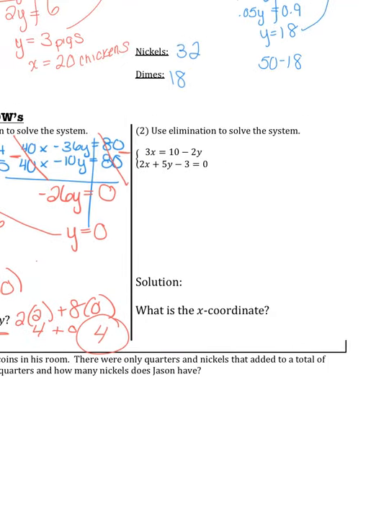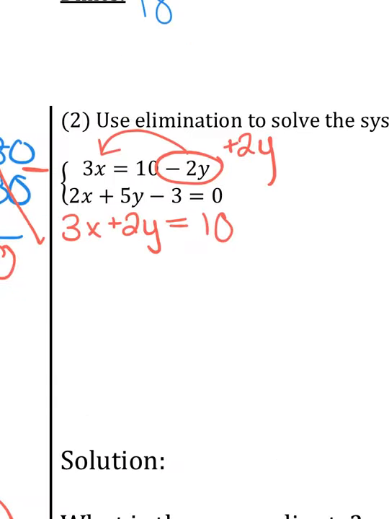Then for number 2, I notice that it's not in standard form. So I'm going to move this guy over here by adding 2y. And I'll write the new equation just right below here. So 3x plus 2y is equal to 10. And then I notice, I'm even going to zoom up, that that 3 needs to go to the other side. So I'll add it. And so then I'll get 2x plus 5y is equal to 3.